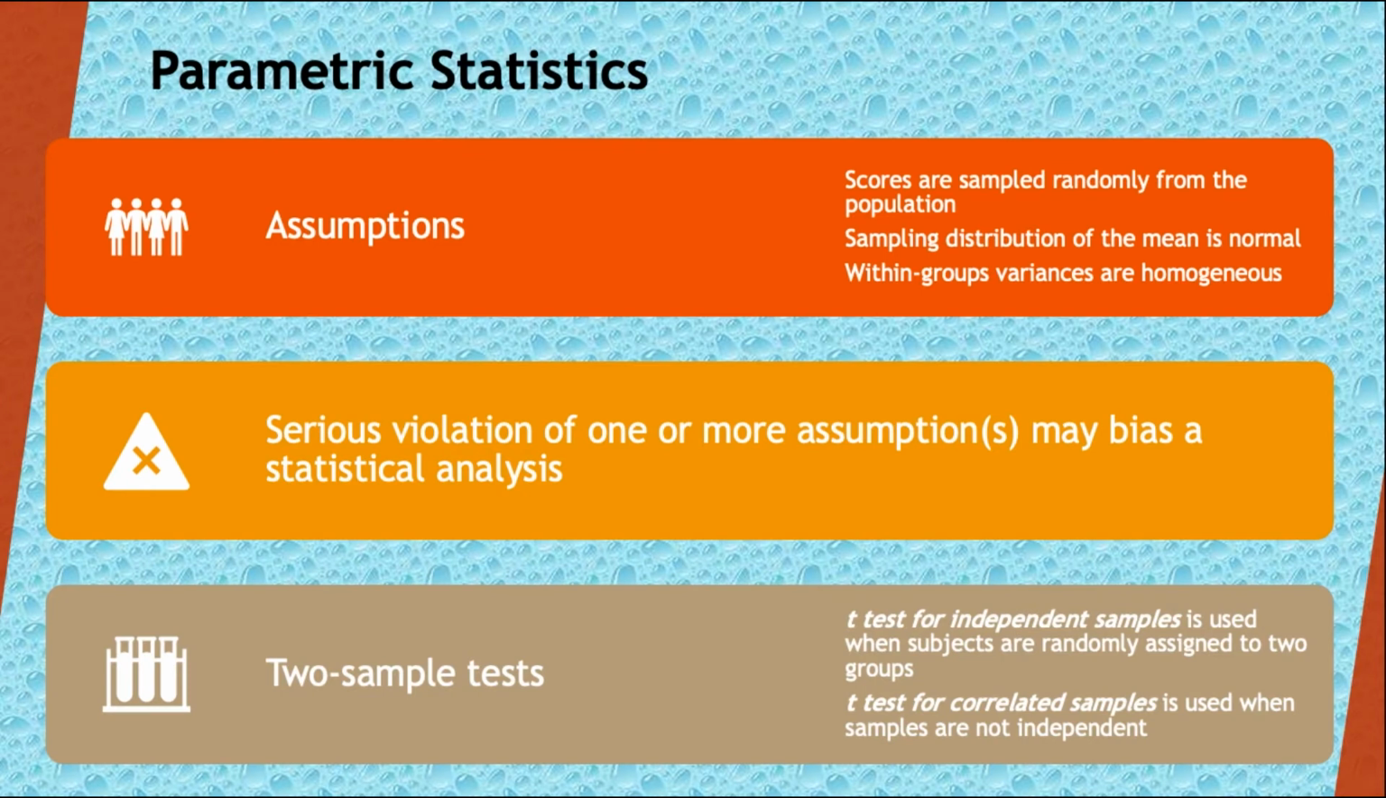So now we talk about parametric statistics. As previously noted, there are two types of inferential statistics, parametric and non-parametric. The type you apply to your data depends on the scale of measurement used and how your data are distributed. Parametric statistics are designed for use when your data fall on at least an interval scale.